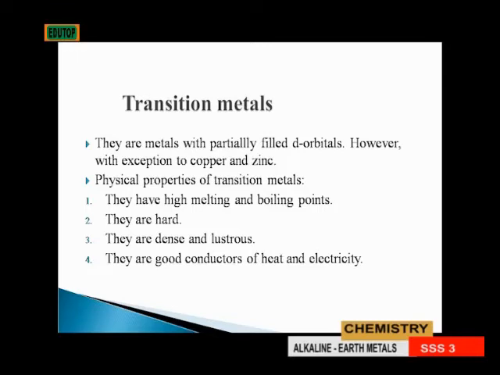Physical properties of transition metals. 1. They have high melting and boiling points. 2. They are hard in nature. 3. They are dense and lustrous. 4. They are good conductors of heat and electricity.